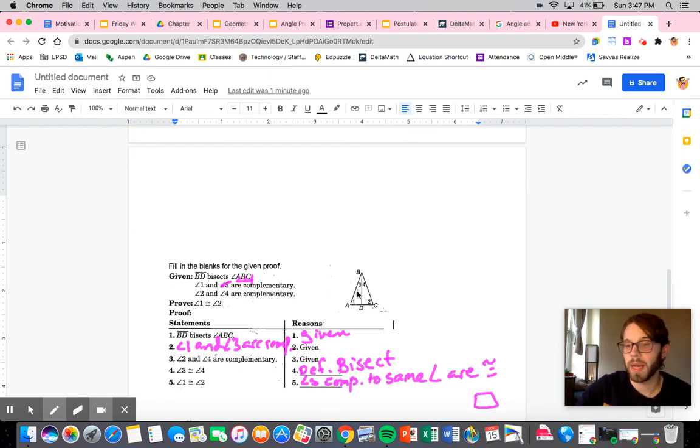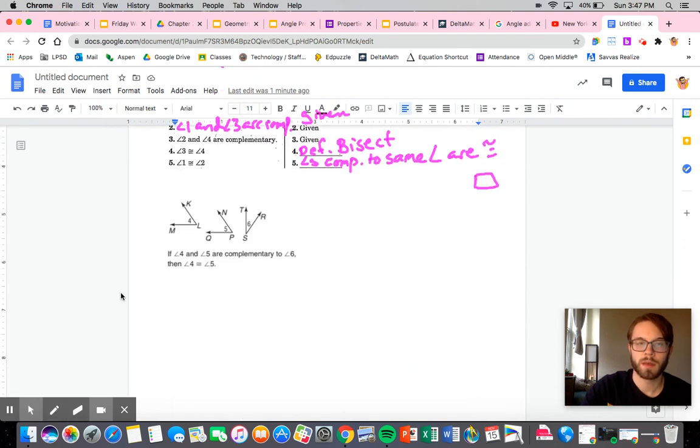So again, just remember bisect cuts it into 2 equal parts. So when it cuts into 2 equal parts, they are complementary. I'm sorry, they are congruent, not complementary. All right, last thing. Let's do one from scratch.